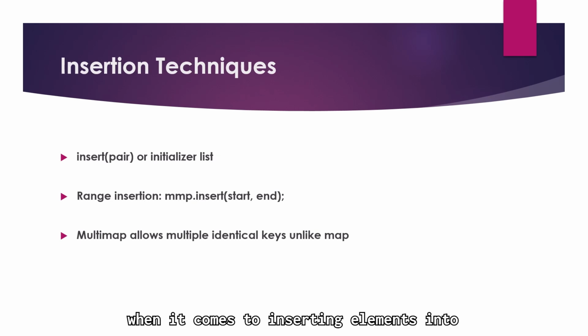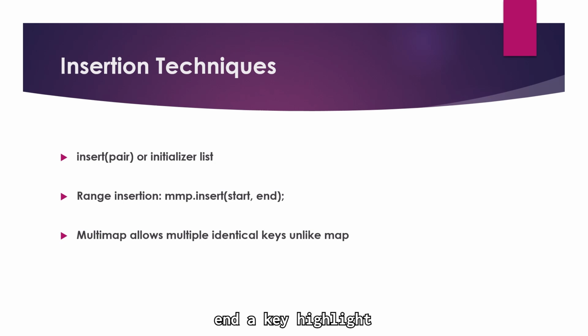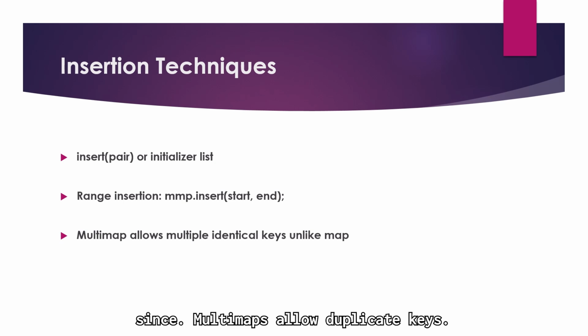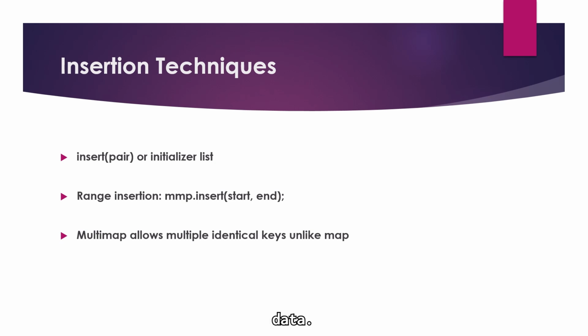When it comes to inserting elements into a multimap, we have several flexible options. First, we can use the insert function with a pair to take advantage of C++11's initializer list syntax, like we saw earlier. If you have a range of elements, say from another container, you can use range insertion, mmp.insert(start, end). A key highlight: since multimaps allow duplicate keys, every insertion is preserved. Unlike map, where adding a key that already exists would silently fail or overwrite the value, multimap welcomes duplicates. This makes it reliable for collecting grouped data.